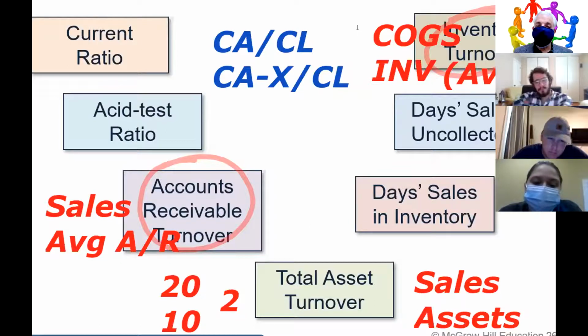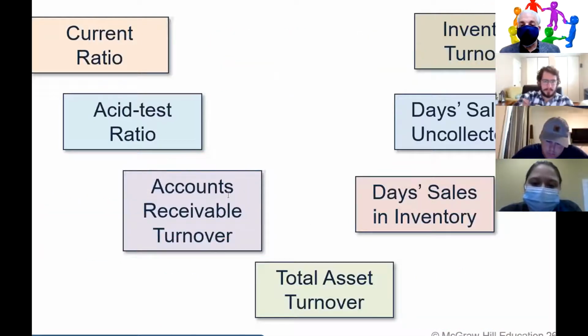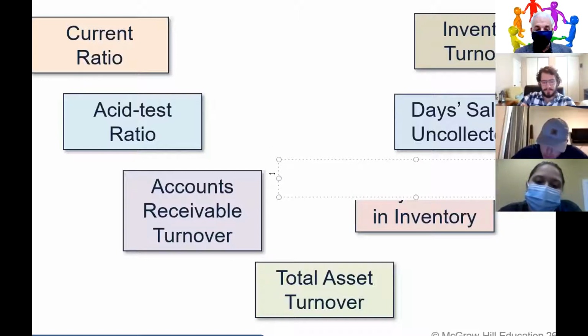So again, I'm reviewing the ratios. All of these are ones I want you to be comfortable with. And we'll talk about days sales uncollected and days sales inventory. Now, typically, we take 365 divided by the turn.